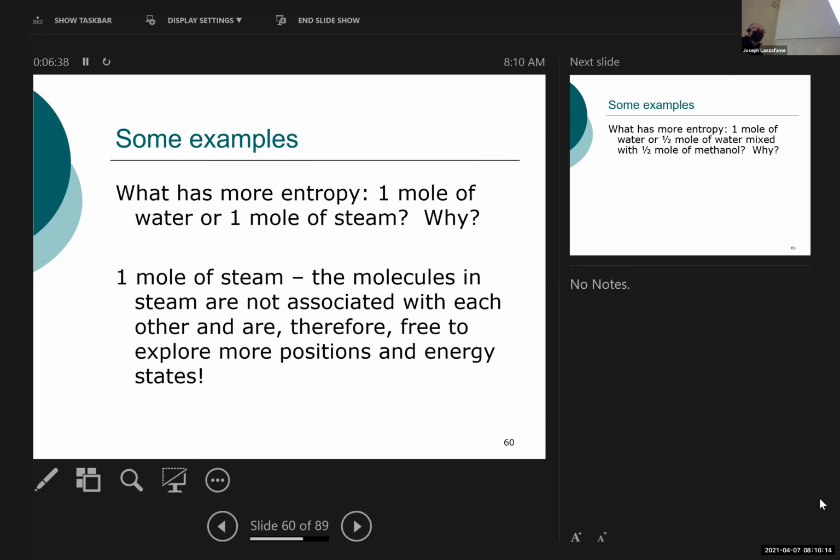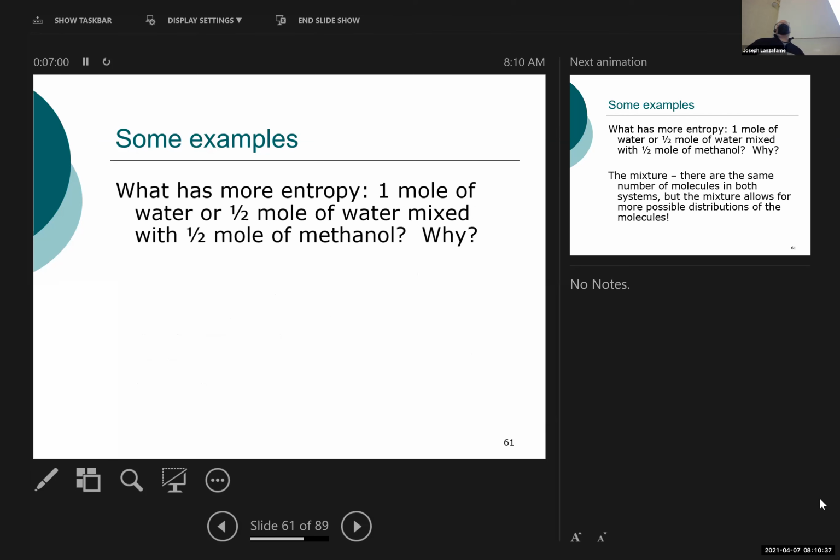Because for a solid, you tend to be locked into position by your neighbors in some kind of matrix. Liquids are flowing but bumping into each other, and so their behavior is restricted by their neighbors. And gases are fundamentally defined by their freedom from their neighbors. And so there's an automatic phase difference in entropy. The other thing worth noting about entropy is the mixture issue.